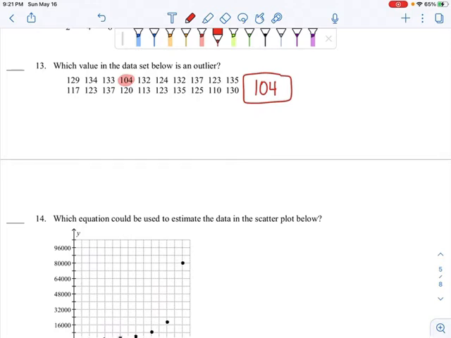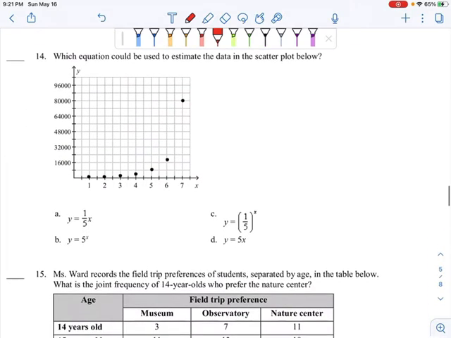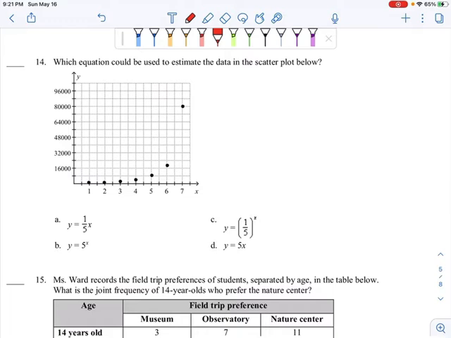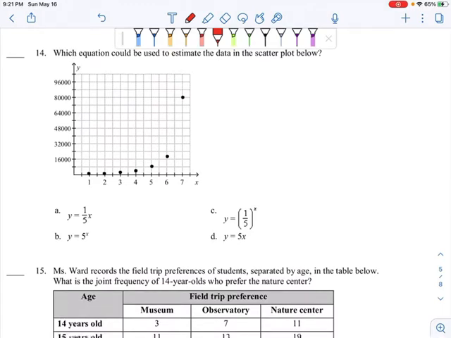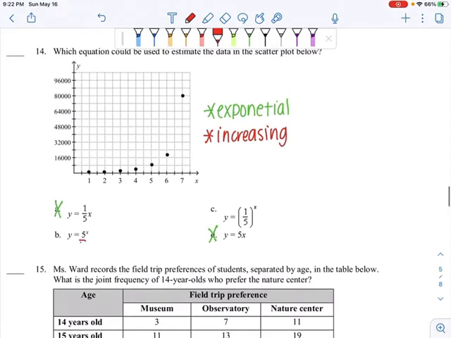For 14, it says, which equation could be used to estimate the data in the scatter plot below? Okay, so we know that this is an exponential graph because it has that curve to it. Right away, I know that I can cross off A and D because those are linear equations. And going from left to right, this graph is increasing. And when the graph is increasing, remember, that number before that exponent is a whole number, not a fraction, so it has to be B.